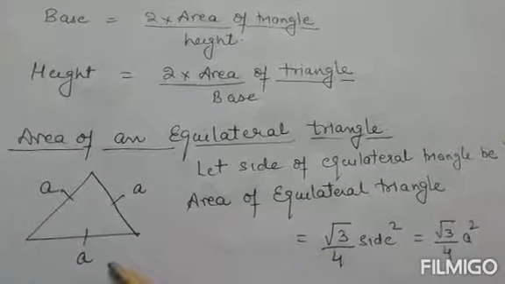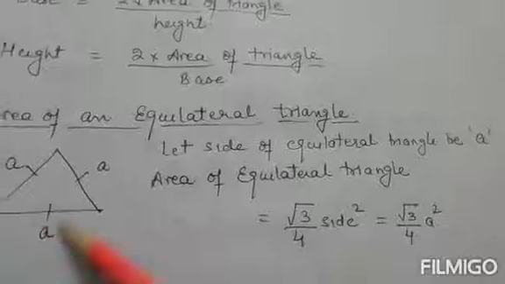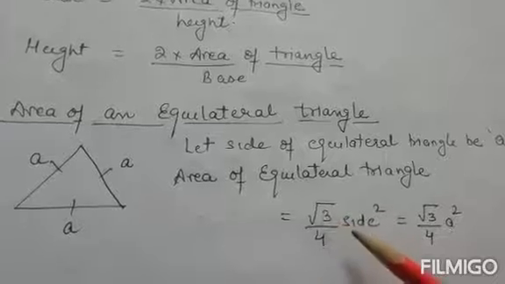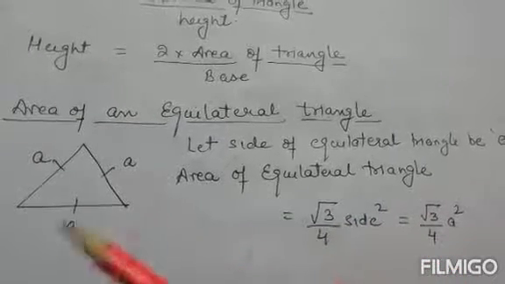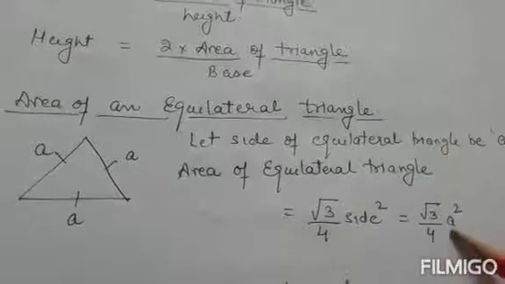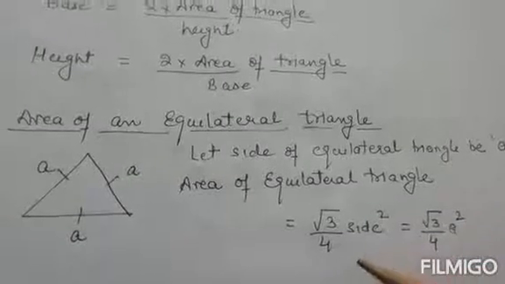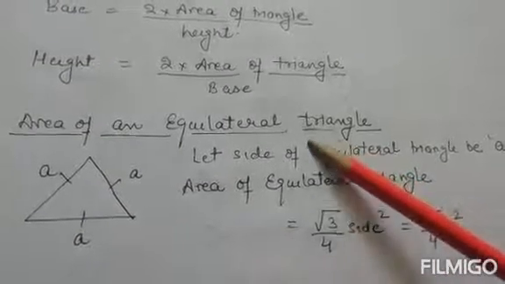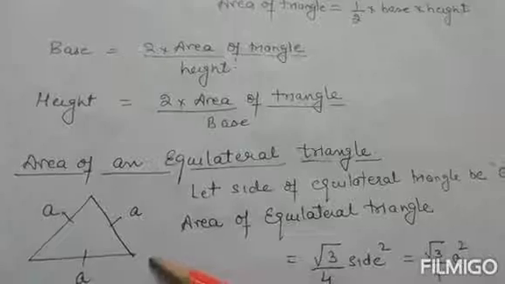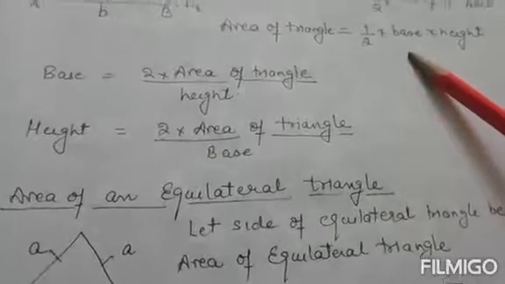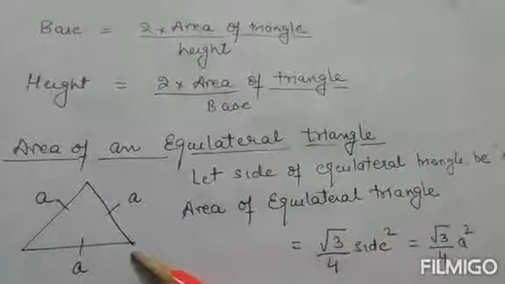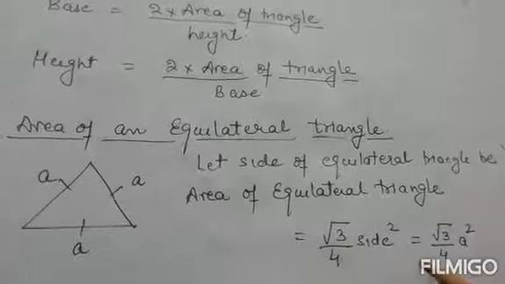So let us consider an equilateral triangle with side a. Area of an equilateral triangle is equal to root 3 upon 4 side square. And here we have let the side as a. So that equals root 3 upon 4 a square. So we have two formulas to find the area of an equilateral triangle. If we are given height and side of the equilateral triangle, you can use the formula half base into height. And if you are only given the sides of the equilateral triangle, then you will use the formula root 3 upon 4 side square.